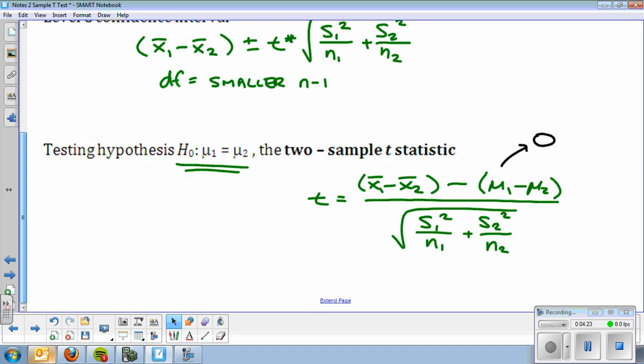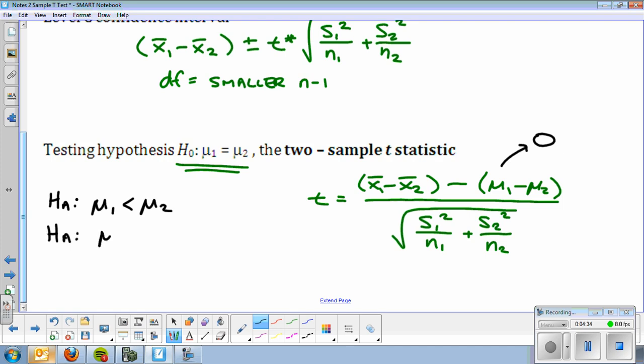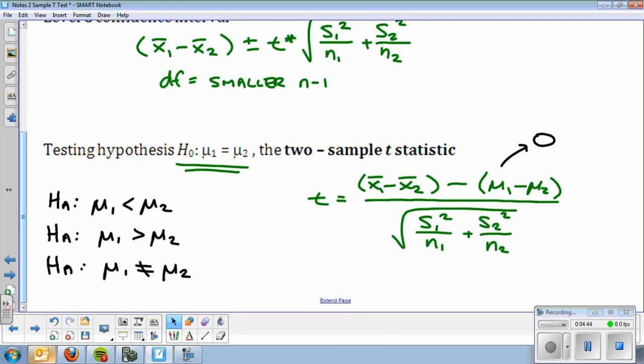Now, the alternate hypotheses that you test are always going to be one of the three. Either mu1 less than mu2, mu1 greater than mu2, or mu1 not equal to mu2. Okay, and we're going to do a lot of practice with this because these do take a little bit more time to get used to than the other problems.